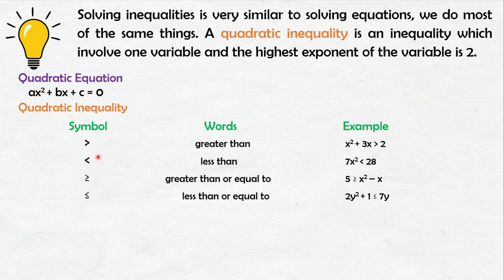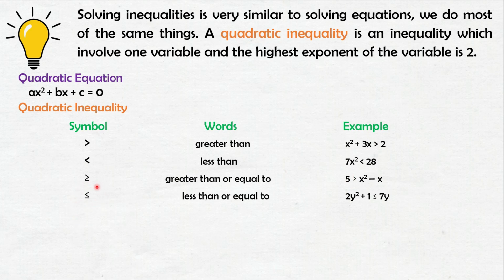Okay, itong symbol naman, tawag natin dyan ay less than. Example, 7x squared is less than 28. Ibig sabihin niyan yung expression na nasa left side ay mas maliit kumpara sa expression na nasa right side. Another symbol is greater than or equal to. Example, 5 is greater than or equal to x squared minus x. Ibig sabihin niyan yung expression na nasa left side ay greater than or equal sa expression na nasa right side. So mas malaki siya or equal yung nasa left side.